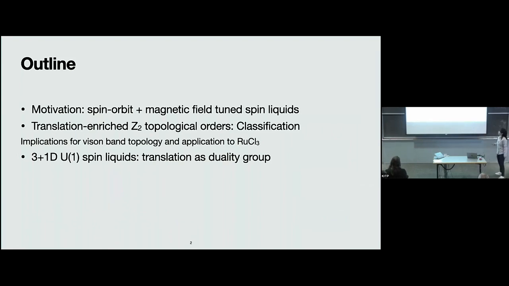So I'll start by reviewing some candidate materials that we have for spin liquid and highlight the role played by spin-orbit coupling and also the magnetic field in these experiments that make the study of spin liquid with translation symmetry relevant, since spin-orbit coupling and magnetic field break spin rotation, time reversal, etc. So the remaining most relevant symmetries are translations. So this motivates us to study the translation action in spin liquid.